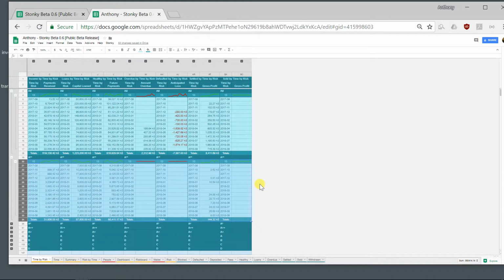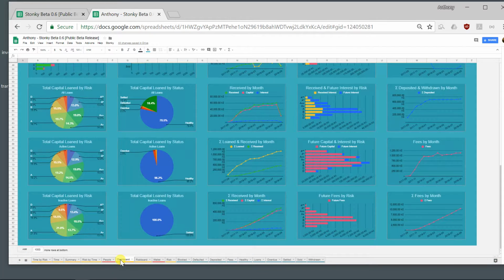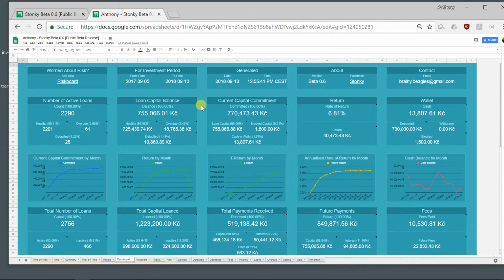This final video in the Basics of Stonky series is looking at the dashboard and risk board. These are really graphical representations of what's happening with your investments. They cover the investment period that is covered in the exported files of Investice and Transakce from Stonky. Here's when it was generated, which version of Stonky was used, and please report any bugs to here.